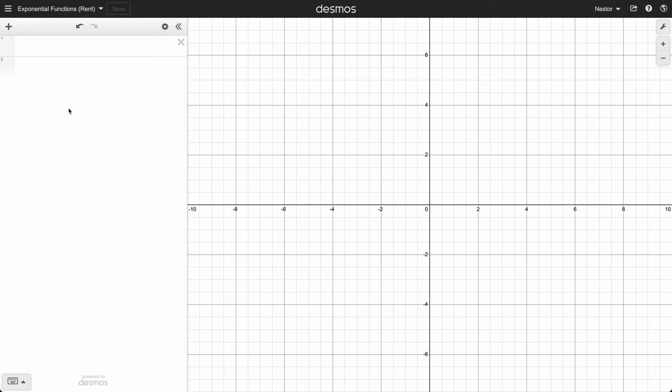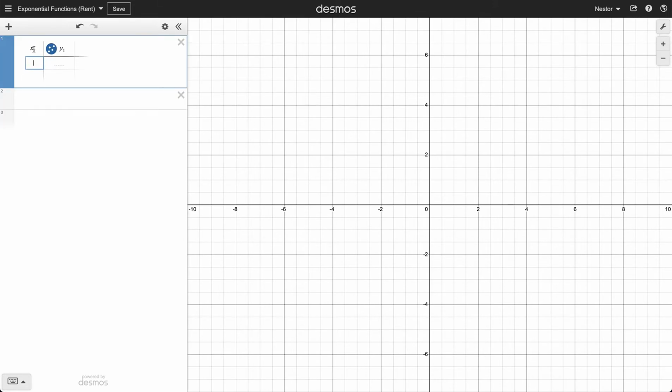Hey everyone, now I want to guide you through how to create your exponential functions rent graph using Desmos. So head on over to desmos.com, get to the graphing calculator option, and let me use the student work example to guide you step by step how to create this graph. So once you're in Desmos, click here to add an item, click on the plus button, and let's add a table. We'll use the table this time around.